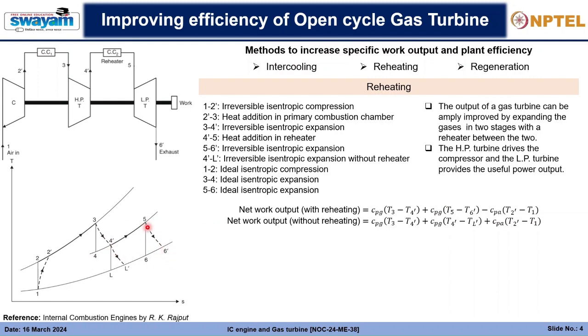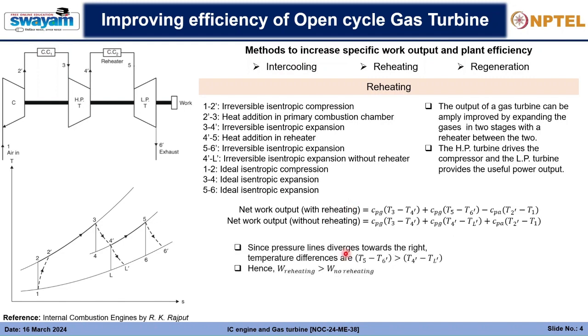The temperature difference here is higher than the temperature difference out here. That's why this value is higher in comparison to this value, as the net work output here with reheating will be higher in comparison to the net work output without reheating, right? So this is the case. Work output with reheating is greater than work output with no reheating. In that case, the specific work output is increased.